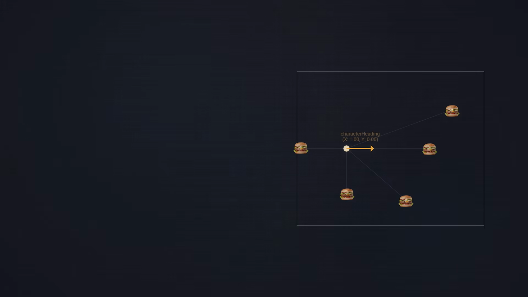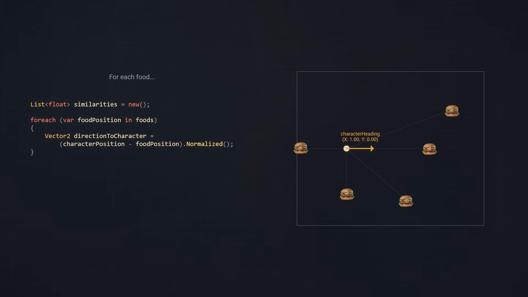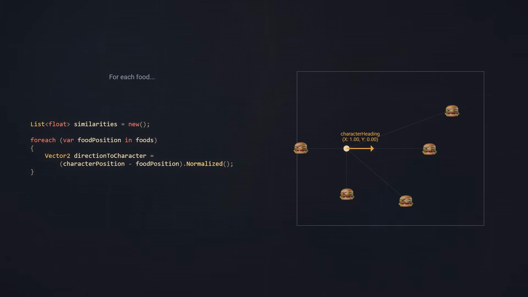We can represent the direction he is facing as this vector, which we'll call character heading. Now, let's say we iterate over the food in this loop here, and save this similarity value to an array of numbers that we can use later to sort the food. In this loop, we have the position of the food item we're currently looking at as food position. First, we need to figure out the direction from the food to the character. We can do this by taking to minus from. In this case, that would be character position minus food position. Then, we take the resulting direction and normalize it such that the length of the vector is always 1.